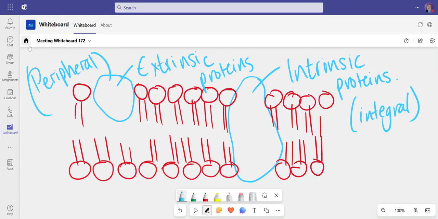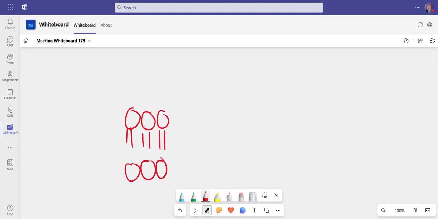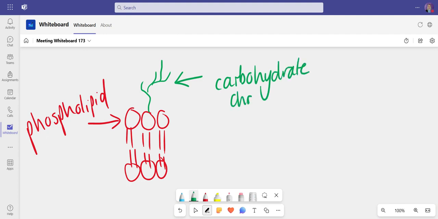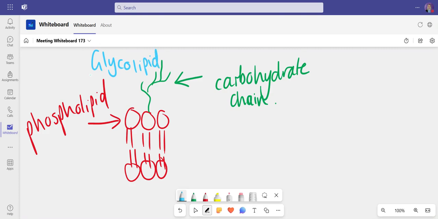Let's have a look what else we've got in our membrane. So sometimes we have some little bits of carbohydrate. So here's my phospholipid bilayer. Sometimes we might have a carbohydrate chain attached to a lipid. So this red thing here is a phospholipid. This green thing up here is a carbohydrate chain. So together, that molecule would be called a glycolipid, because glyco means carbohydrate and then it's joined onto a lipid.